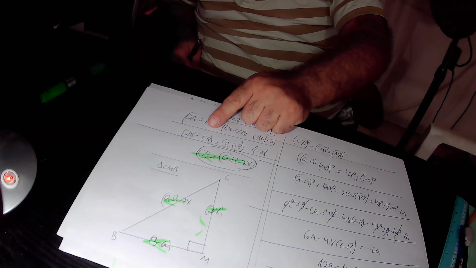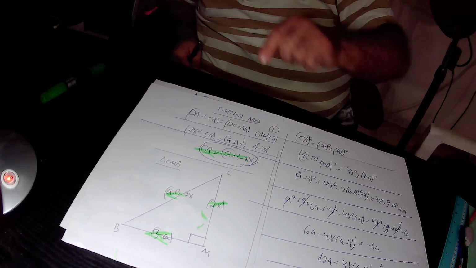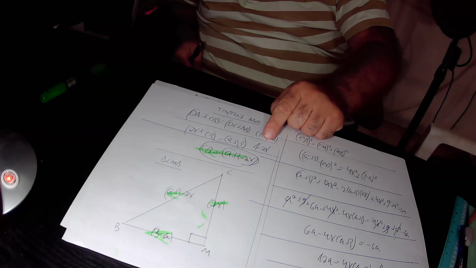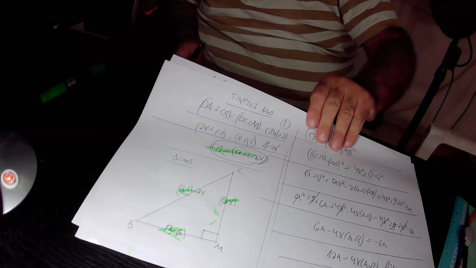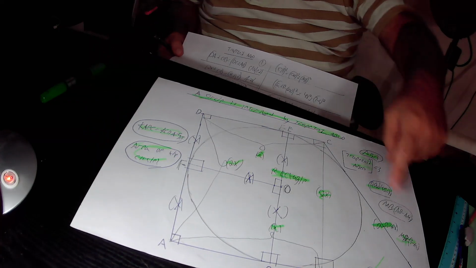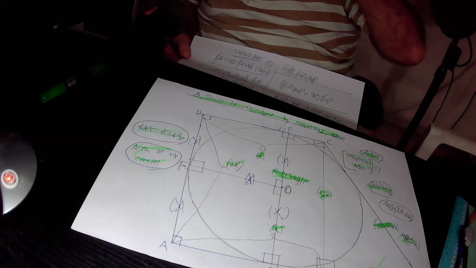So in total, we have 2x plus CB equals A plus 3. Here we subtract 2x from the equation, and we find that the missing side CB equals A plus 3 minus 2x. This is the missing side CB, which equals A plus 3 minus 2x units in length.